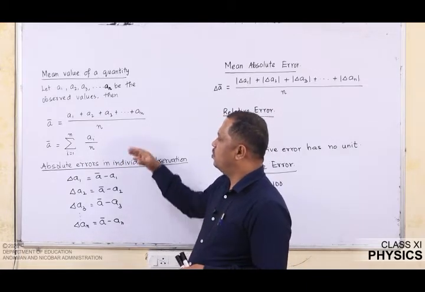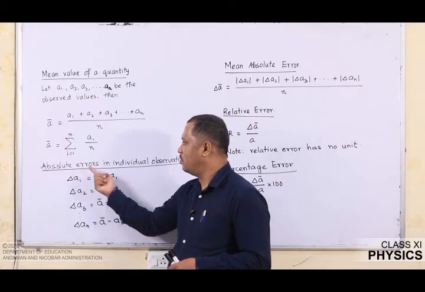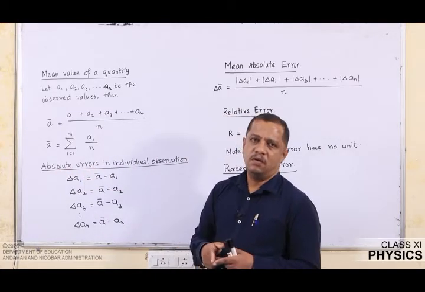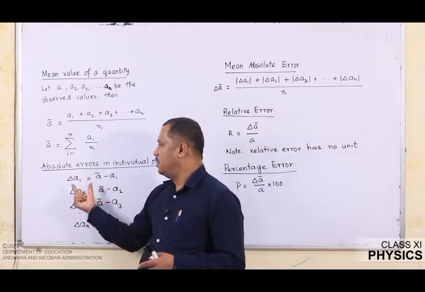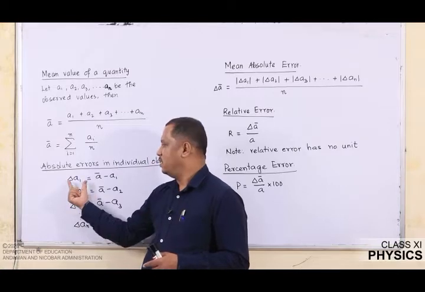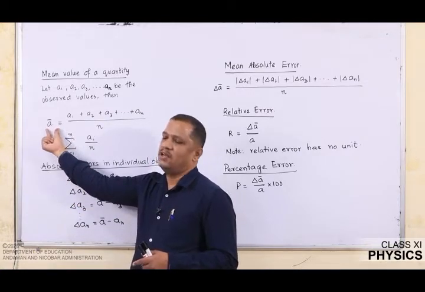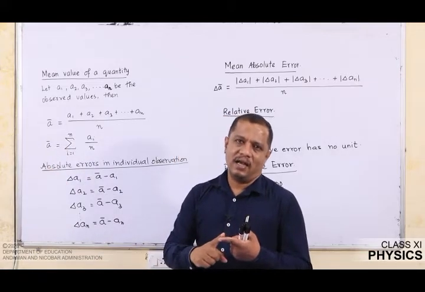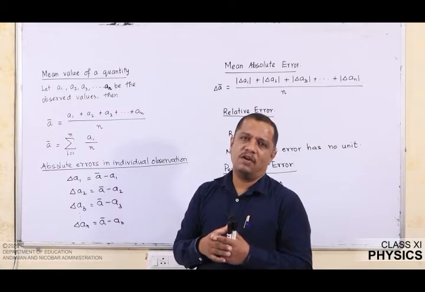Second, what we do with these observed values, we can find the absolute error in individual observation or individual measurement, and the absolute error present in the first measurement is equal to the average value. When we find the average value, this is regarded as the true value of that physical quantity, because the true value of a physical quantity will not be known to anybody.